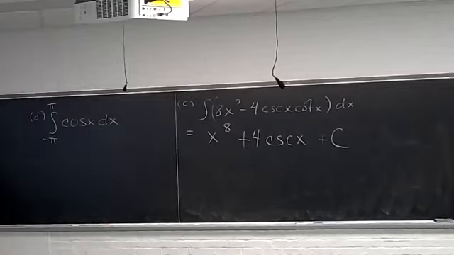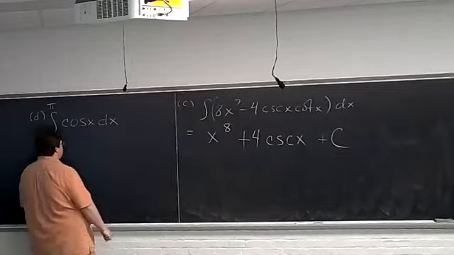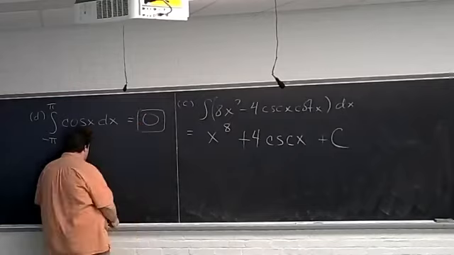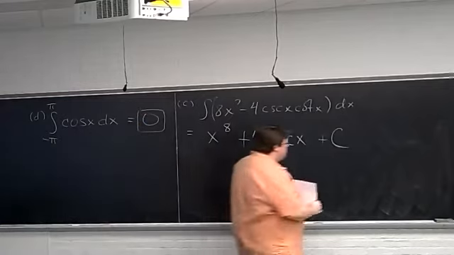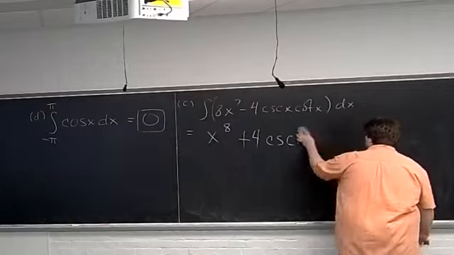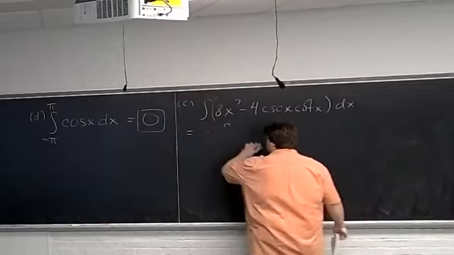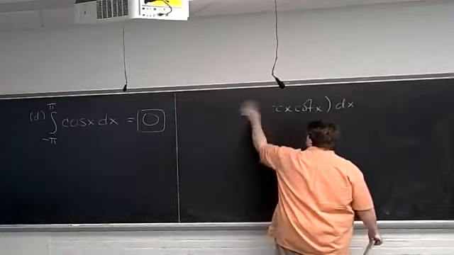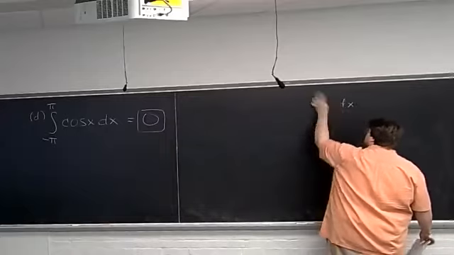Okay, part D, integral negative pi to pi of cosine of x with respect to x. Zero. Why is that? Well, you can go through the calculus, you get sine of pi minus sine of negative pi, 0 minus 0.